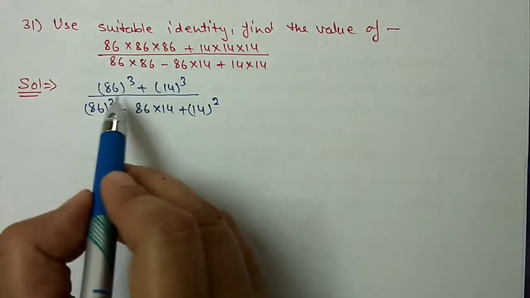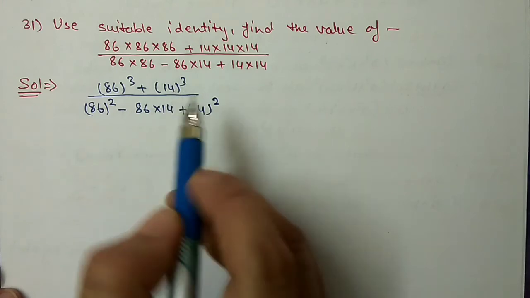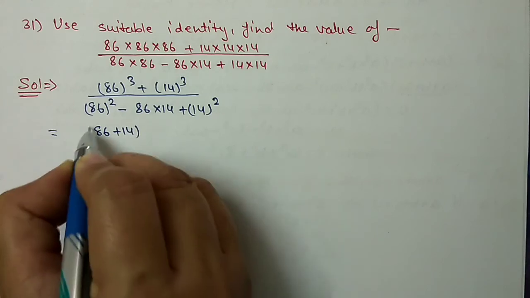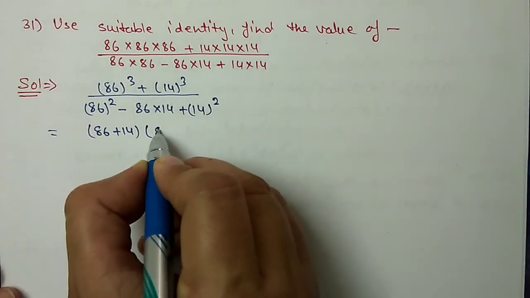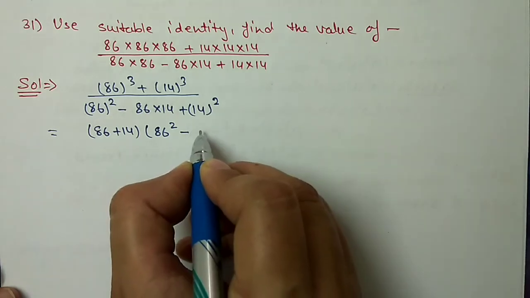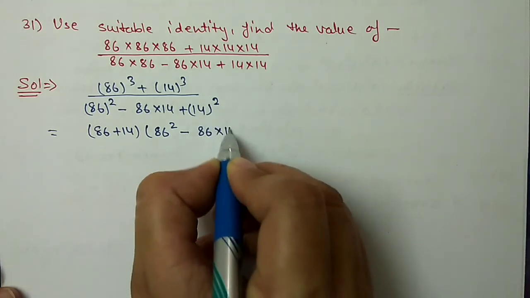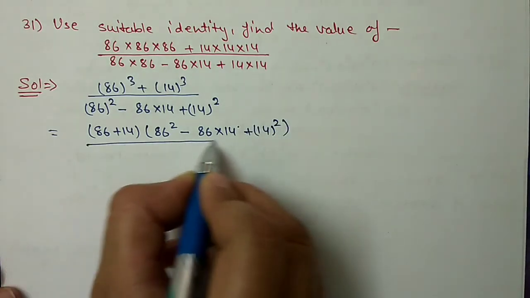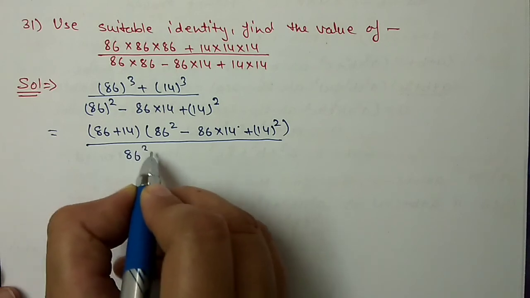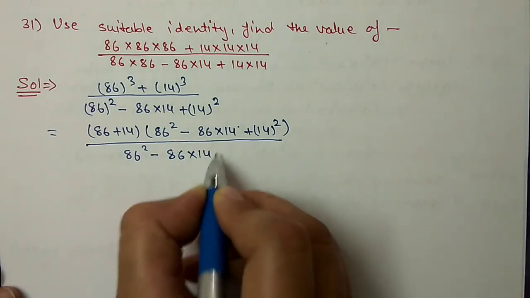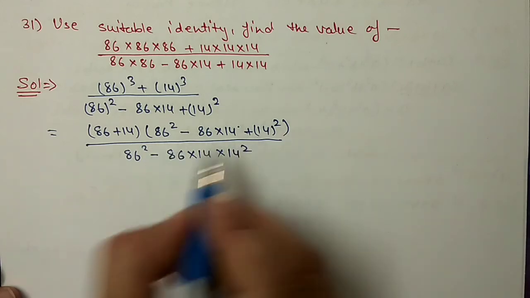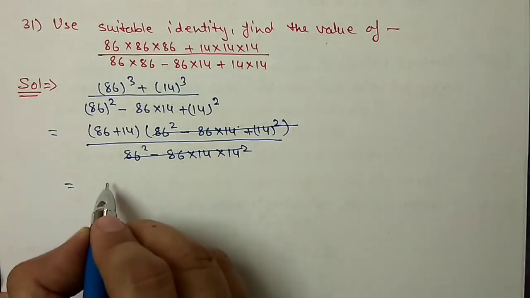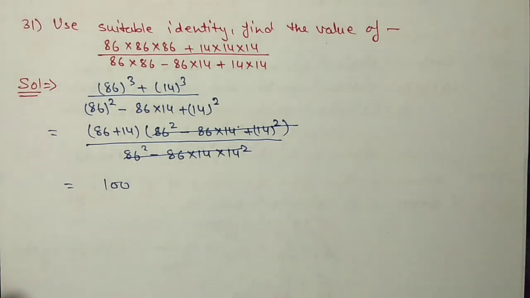Now in the numerator we will apply the formula of a cube plus b cube, which is equal to a plus b, 86 plus 14, then a square means 86 square, minus ab means 86 into 14, plus b square, divided by the same denominator. Now you can see this bracket and this denominator are the same, so this whole thing will cancel out and 86 plus 14 is equal to 100. So the answer will be 100 here.